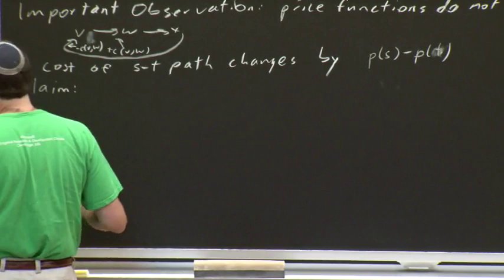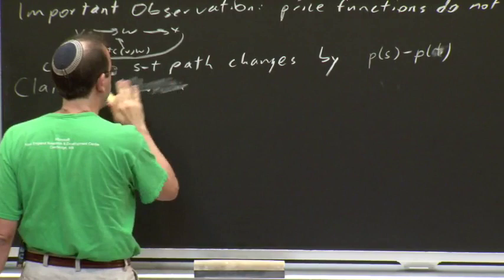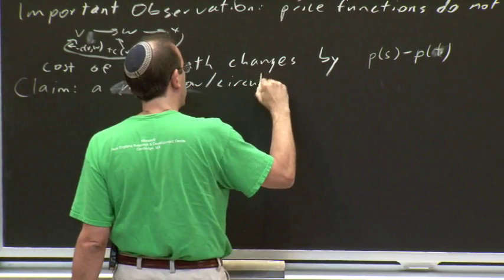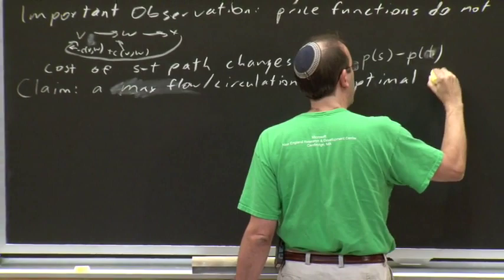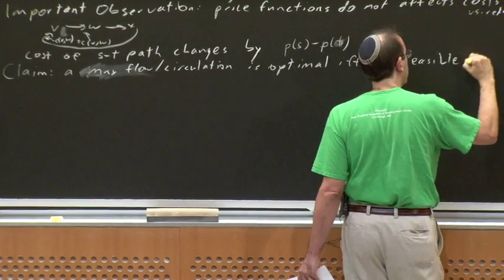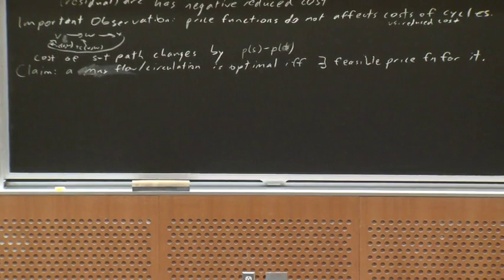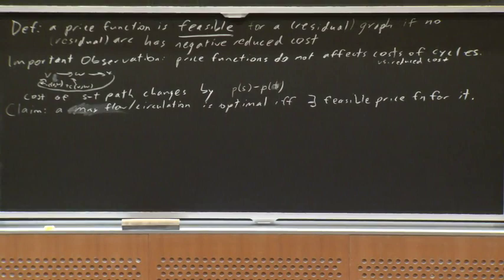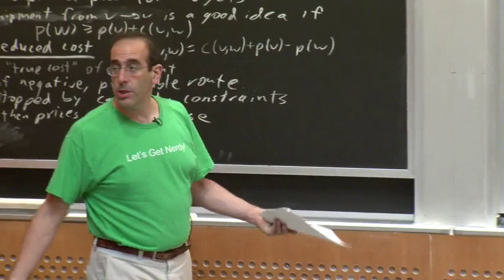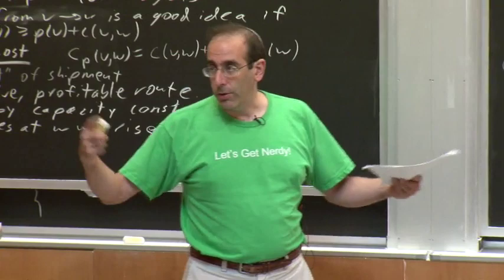We can say that a flow or circulation, let me say a max flow, because we're doing min cost max flow, is optimal if and only if there exists a feasible price function for it. So again, as we've been doing before, we're not looking at algorithms first. Instead, we're looking at characterizations of optimality, ways of proving that this is optimal or proving that it's not optimal. Price functions turn out to be a very powerful way to prove optimality, which will then yield algorithms. But for now, we're just doing existence type stuff.